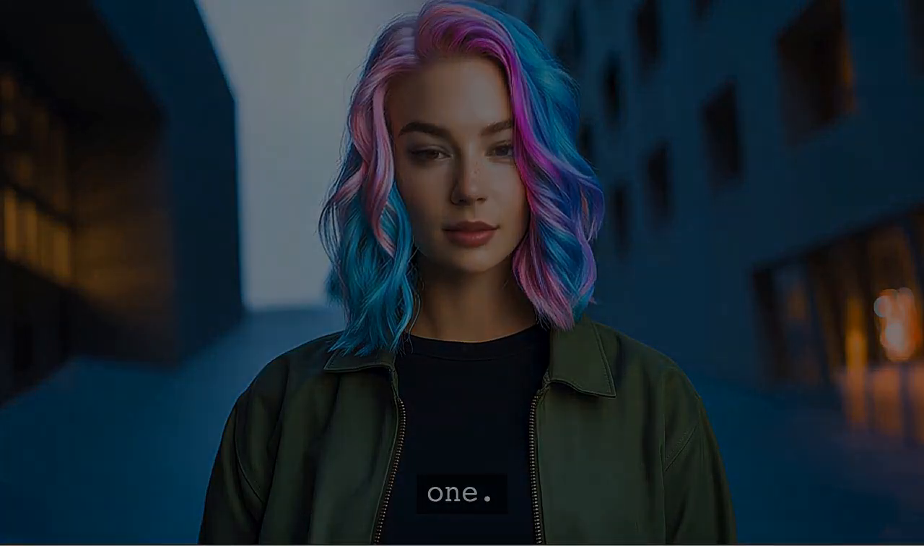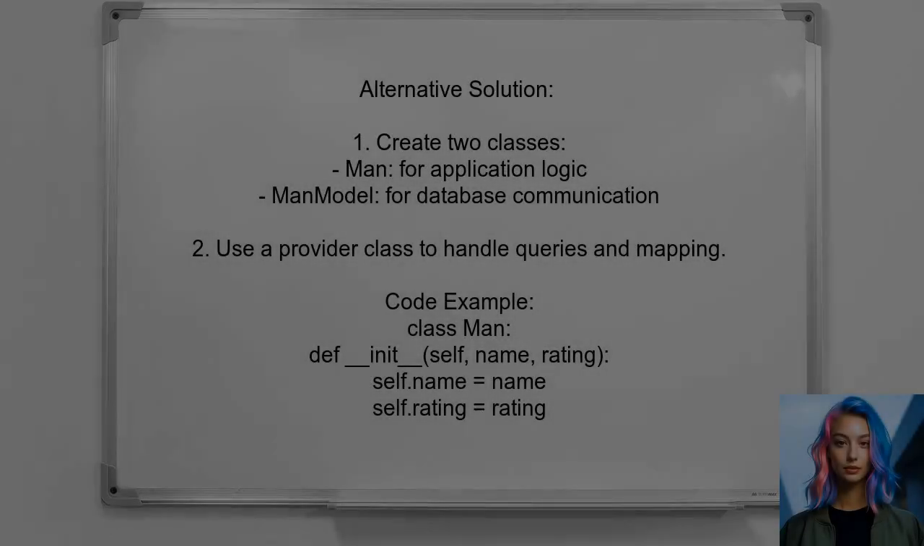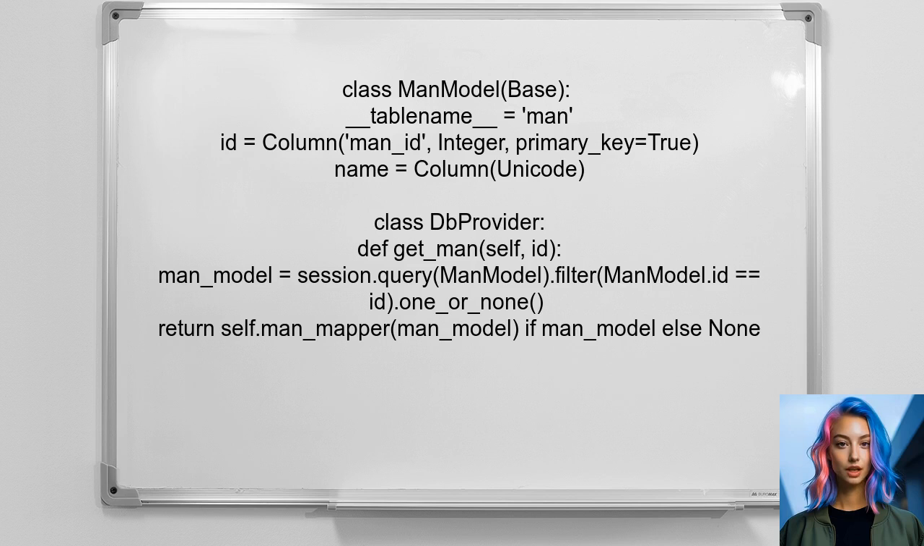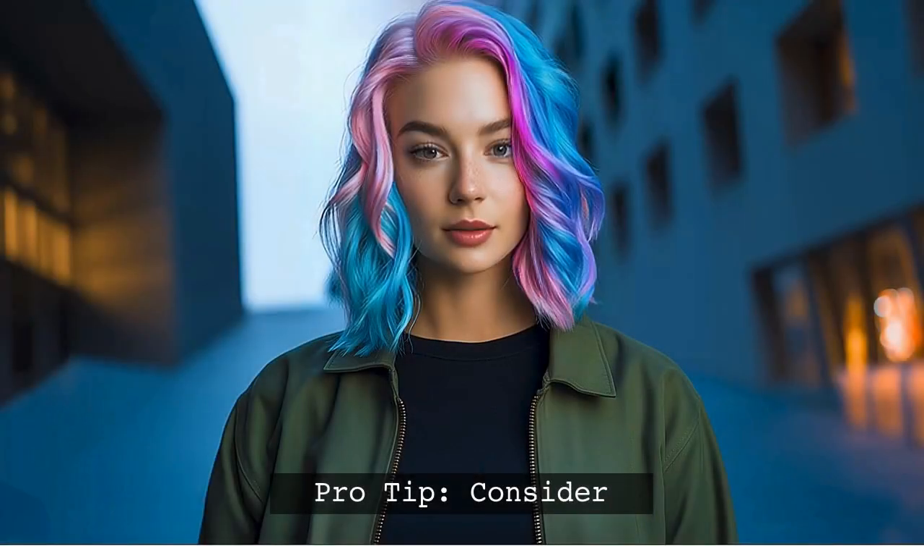Let's explore another one. An alternative approach suggests creating two distinct classes. One class, named Man, is for application logic containing attributes like name and rating. The second class, ManModel, is specifically for database communication, holding the database fields. A provider class handles database queries and maps the results to man objects, ensuring your application only interacts with the man class. Here's the tip I promised.